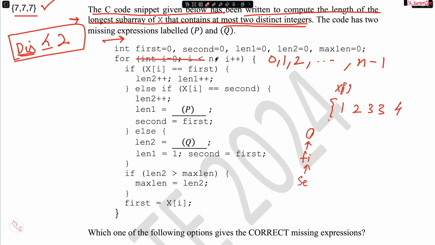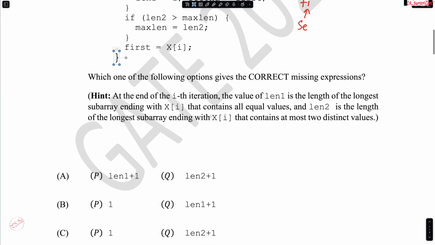We can now just cross this out, because we will not take it. We will directly go from this from now on. At the end of the ith iteration, right over here, it is given that len1 is the length of the longest subarray ending with xi that contains all equal values.